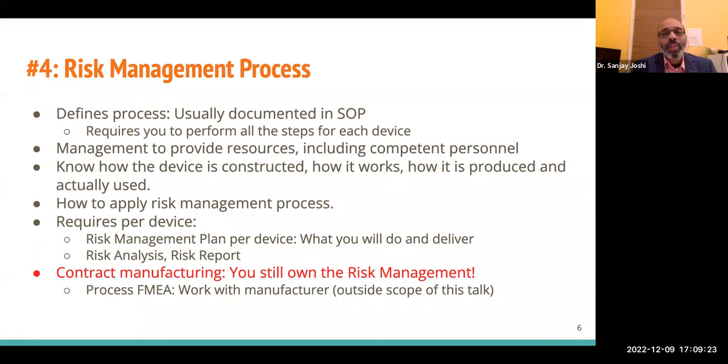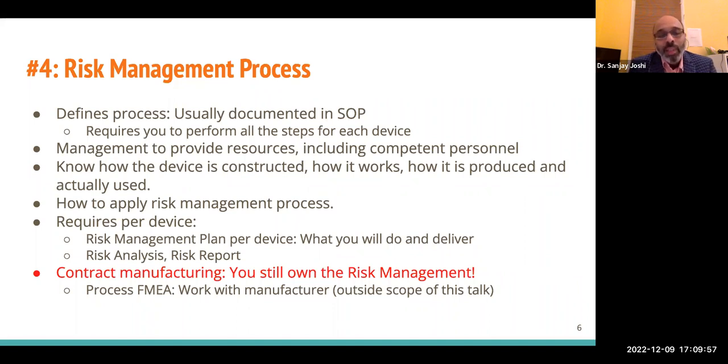So the first one is pretty simple. Section 4 talks about process, and like most standards, the standard wants you to write down the process. How will you actually do it? And this is typically done in an SOP or standard operating procedure. And in the previous session, we talked about the different procedures or different SOPs you will need. And usually you can either write them yourself, and most people end up buying them from someone. And the SOPs basically require you to perform all the steps that are the rest of the sections for each device.